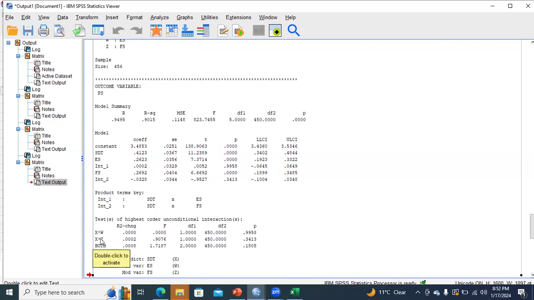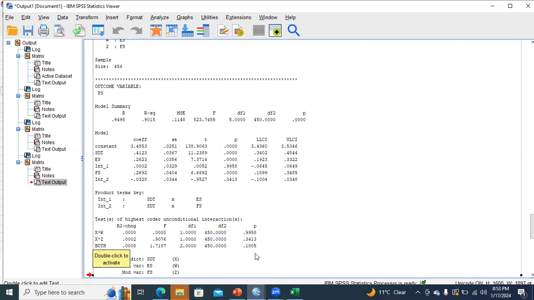In case of the second interaction, there is a slight positive R square change, but it is also not significant. It is significant at 34%. And in case of inclusion of both moderators, there is an R square change of approximately 0.0008, and you can see it has somehow decreased the p value.